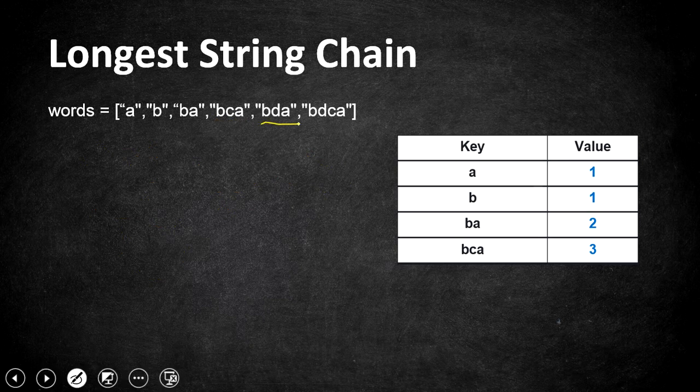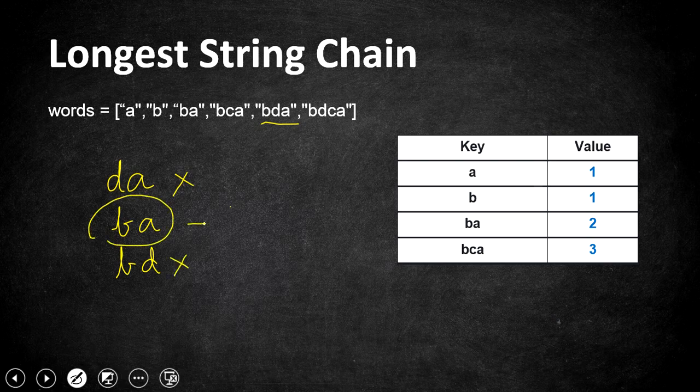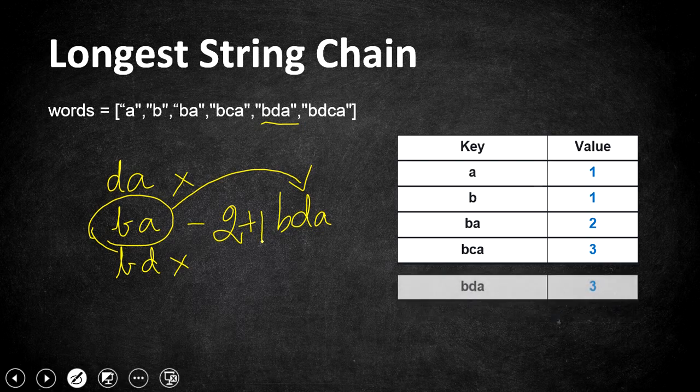Again, we are going to do the same operation by deleting one character and checking whether the substring is present there or not. By removing B from this word, the word is going to become DA. By removing D, the word is going to become BA. And removing A, the word is going to become BD. If you check, DA is not available in our table, BD is also not available in our table, but BA is available with value 2. So BDA can possibly be our third word, which is nothing but BA is the second word and BDA can be the next word. So 2 plus 1 is going to be 3. So again, we are going to update our BDA with 3 in our table.